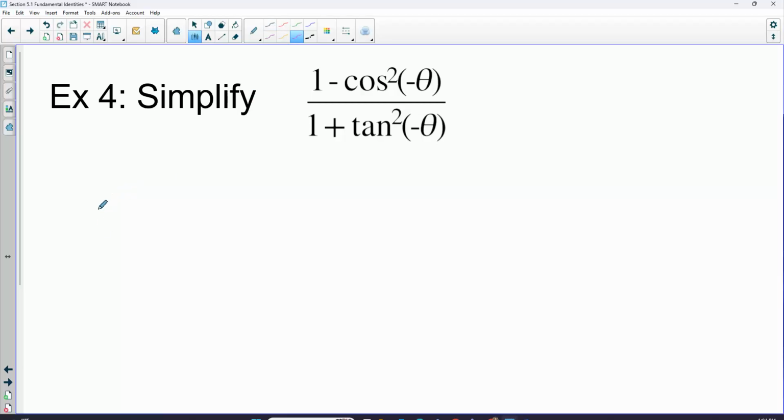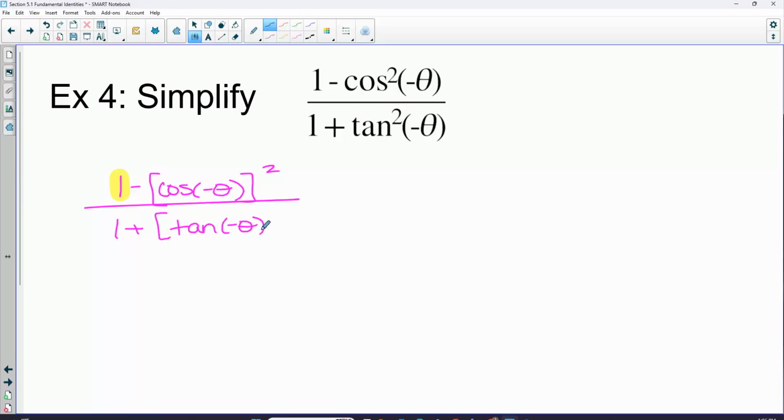All right, so this one is saying 1 minus cosine squared of negative theta. What that means is it's saying 1 minus the cosine of negative theta squared. You don't have to write that, but I want you to understand what the square on the trig function means. This means 1 plus the tangent of negative theta squared. Now cosine and secant are the only even functions. That means if they have a negative on their angle, we just drop it. So it's just 1 minus cosine squared.